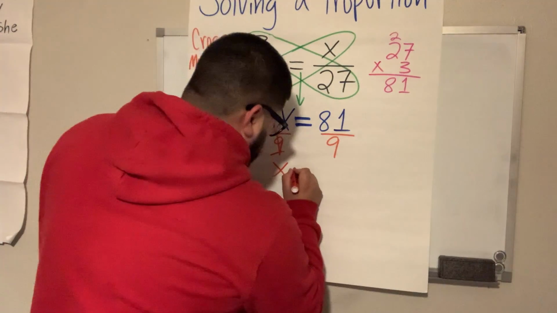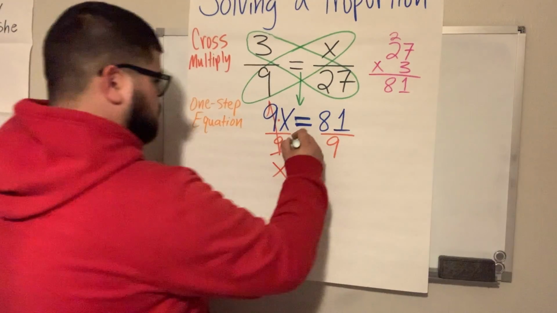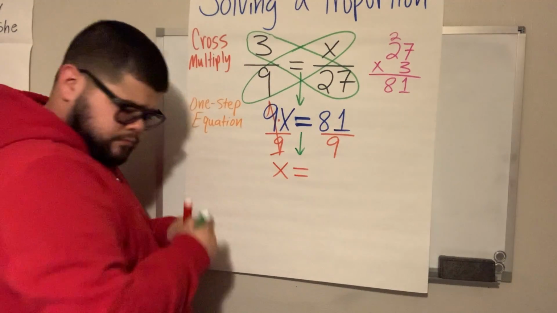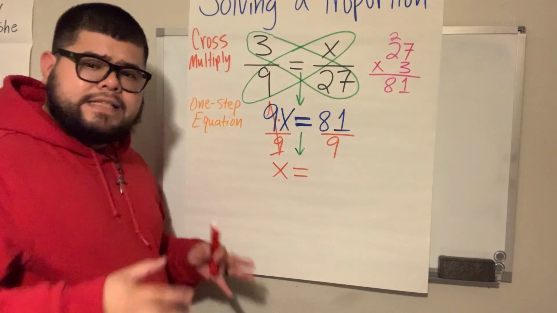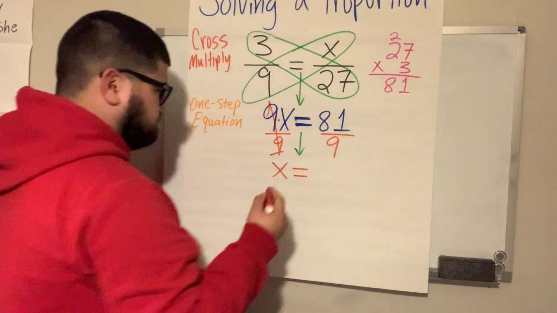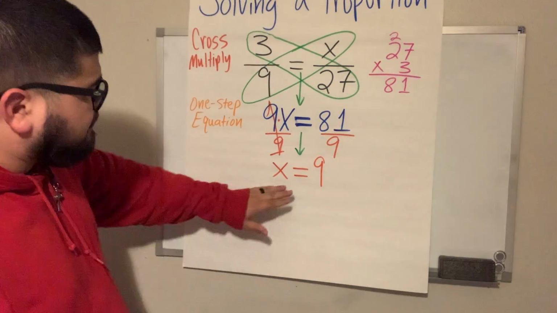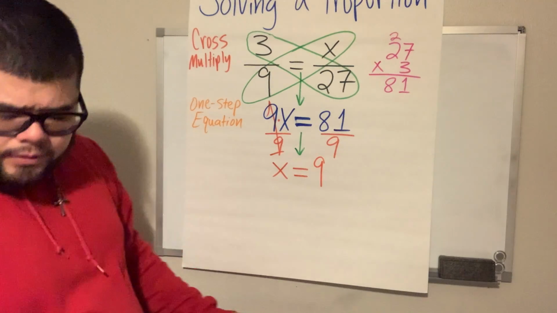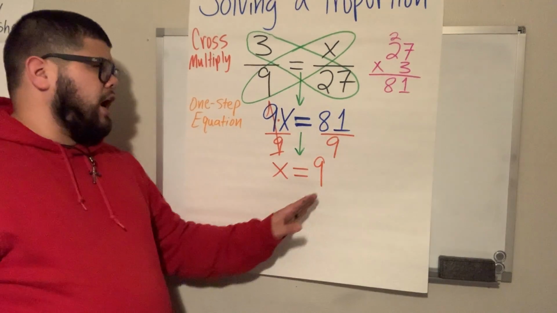Again, we bring our equal sign straight down, right? And now we just figure out the right side. 81 divided by 9. What is 81 divided by 9? 9. So we believe x is equal to 9, right? That's what we believe. That's what we think, right? We think that x is equal to 9.